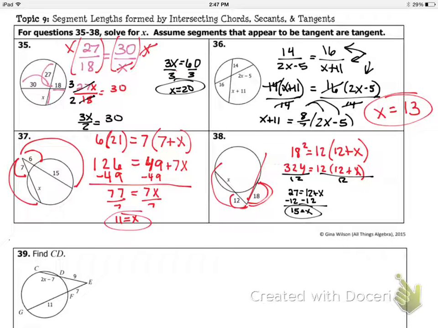Okay, I'm 39. We're just plugging along, guys. This is all the same thing, just on this one we're going to have to find x and then plug it back in.